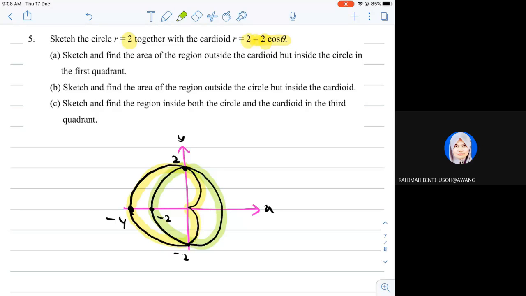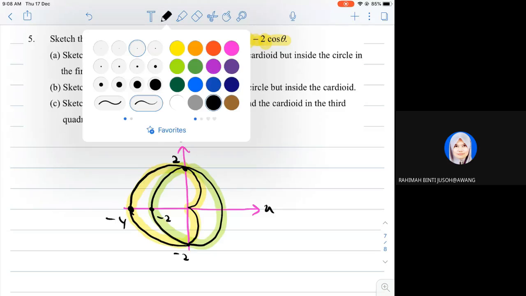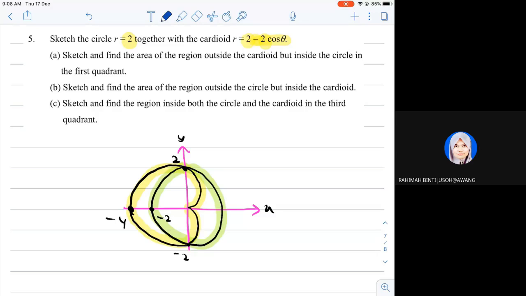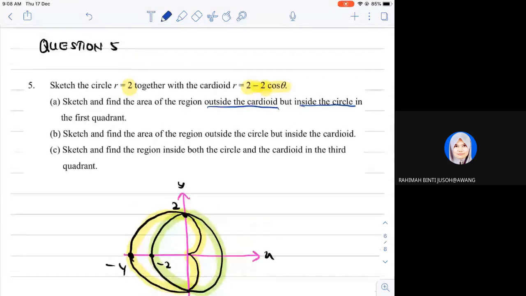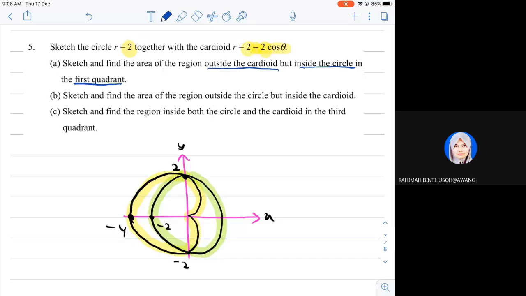Now the question asks you to find the area of the region outside the cardioid but inside the circle in the first quadrant. Outside cardioid, inside circle. So it should be here, isn't it? Outside the cardioid, the cardioid is the yellow color, but inside the circle, the green color, in the first quadrant. So this is the region.